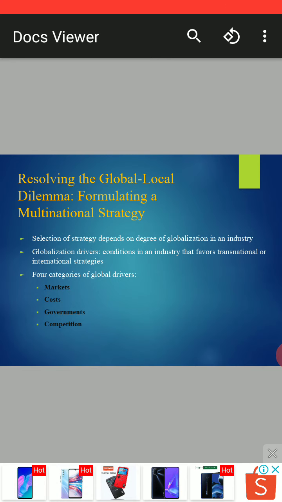So the selection of strategy will depend on the degree of globalization of an industry. There are globalization drivers, which are conditions in an industry that favor whether they want to apply a transnational, multi-domestic, or international strategy. Basically there are four categories of global drivers, which are market, cost, government, and competition.